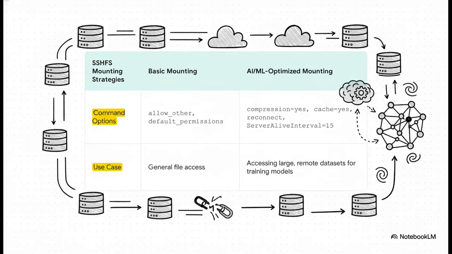But it gets even better, because you can fine-tune this stuff. Let's say you're doing some heavy-duty work, like training an AI model on a huge dataset that's on a remote server. You can add options to make that way, way faster. You can turn on compression to save bandwidth, tell it to cache files locally so you're not constantly re-downloading them, and even tell it to automatically reconnect if the network drops for a second. The point is, you can totally customize this file system on the fly for whatever you're doing.